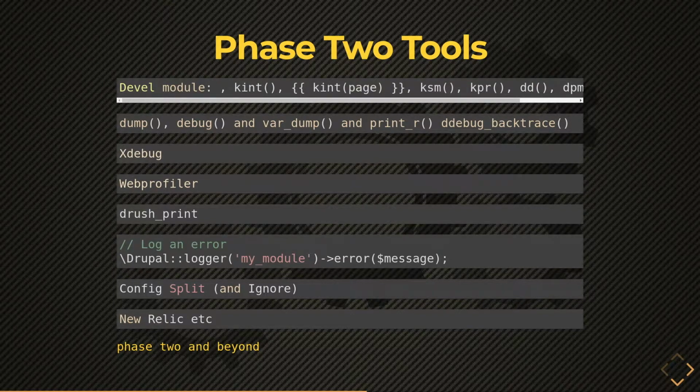Drush print allows you to quickly see variables. I use this in, say, migrations where I'm not working on a web page, I'm working on the command line, and I need to see variables that are coming through my migrations. Drush print will just print those out for you right in your terminal. You can, of course, in Drupal 8 log your own error messages using the Drupal logger. And then there are other tools that make local development easier, like config split. We use that to keep things like web profiler and Devel module enabled only on our local copies, never on production.